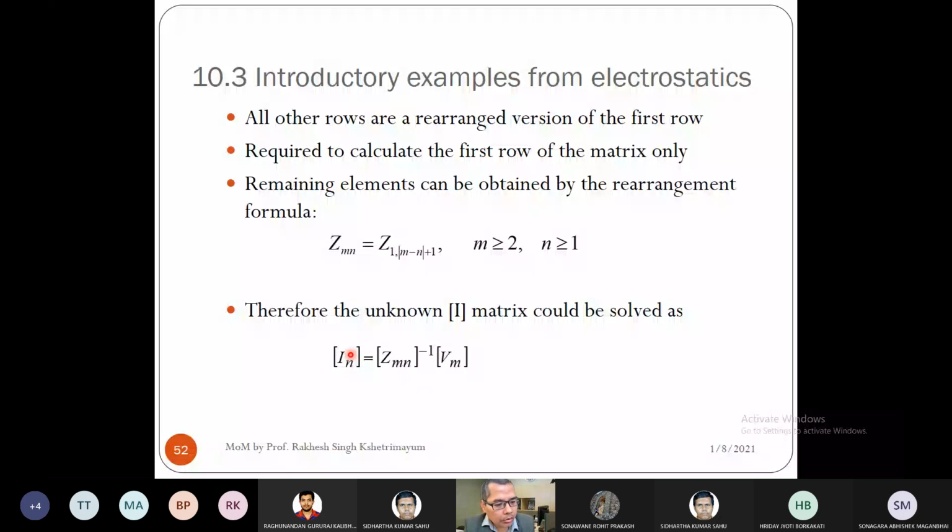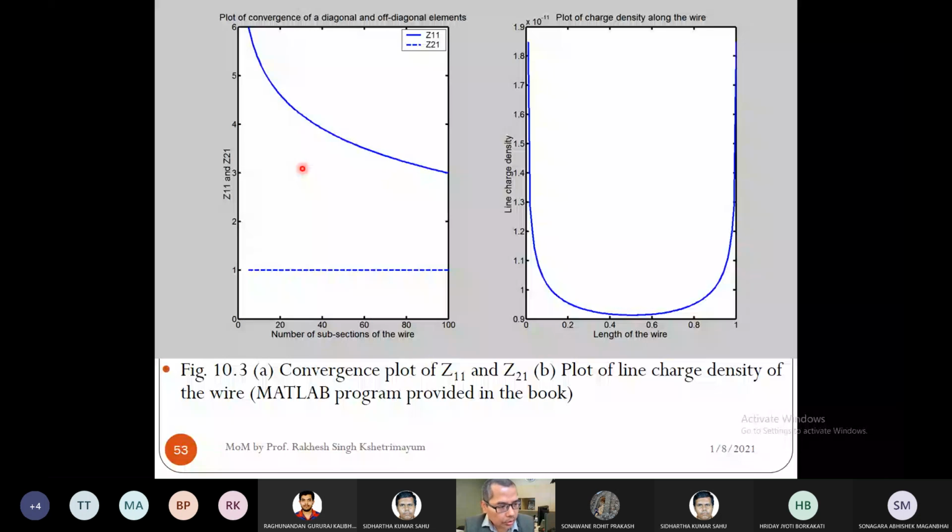So this is the plot for your Z matrix. One is diagonal element, another is the off diagonal element. Z21 is off diagonal, Z11 is diagonal element. As you already know, diagonal element was constant. No?